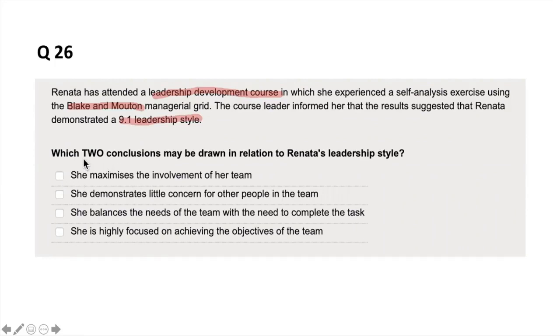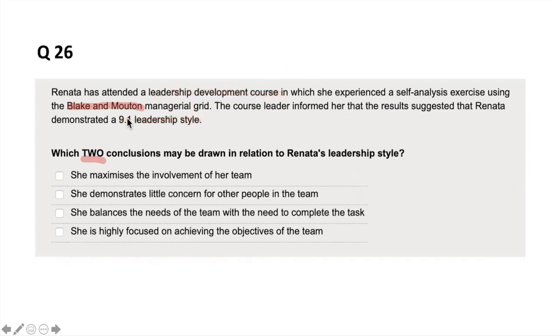Which two conclusions, again, make sure you read this very well. We're waiting for two conclusions, not one, that may be drawn in relation to Renata's leadership style. So the first conclusion, she maximizes the involvement of her team. So I have to show you the graph and we will come back to this in a moment. So that's one conclusion. She demonstrates little concern for other people in the team. Third, she balances the needs of the team with the need to complete the task. And finally, she is highly focused on achieving the objectives of the team.